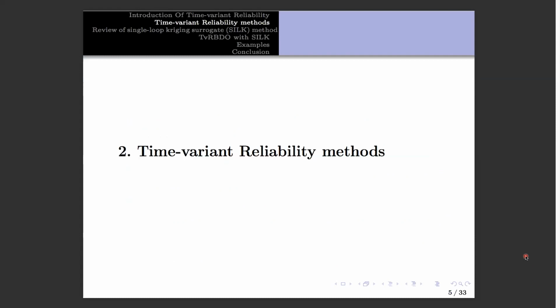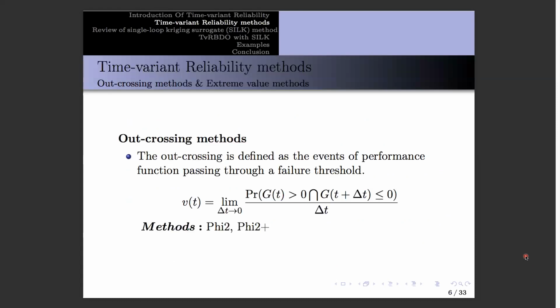There are two main kinds of time-variant reliability methods. First of all, it is called the outcrossing method, which is defined as an event of the performance function passing through a failure threshold. The outcrossing methods are based on Rice formula, where the distribution of outcrossing is substituted by the Poisson distribution.